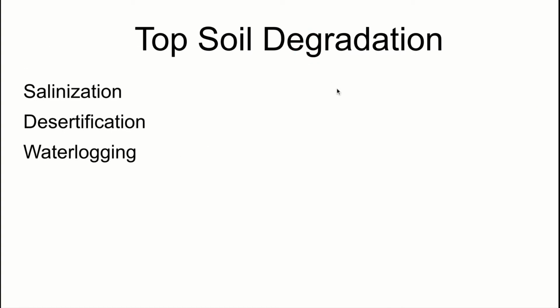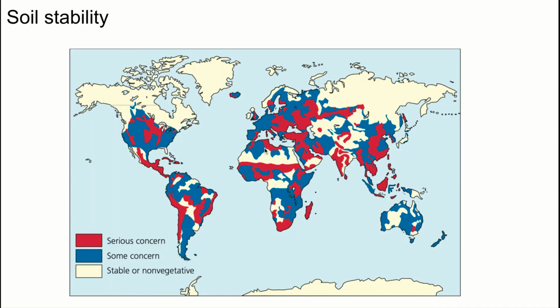Our second section for today is topsoil degradation. We're going to talk about three major methods of topsoil degradation. This is where we keep our soil in place, but our soil becomes unusable. There are three different major issues here: salinization, desertification, and waterlogging.